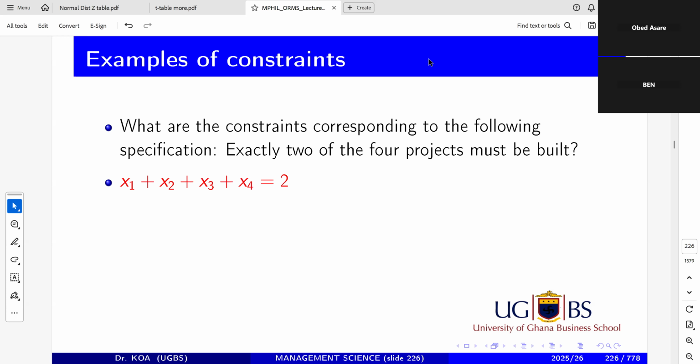But let me just ask you something that will help you. The word exactly, what symbol is that? Belinda? Equal to. Equal to, so that's it. So when I say exactly 2, what is that?